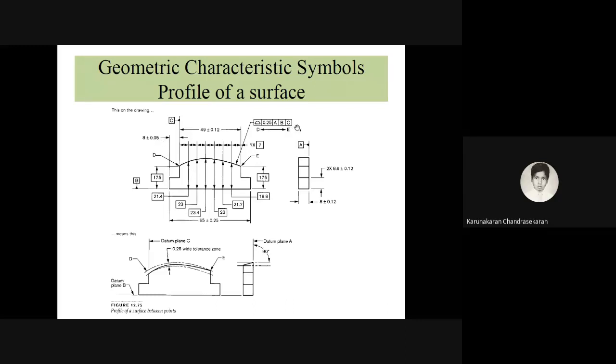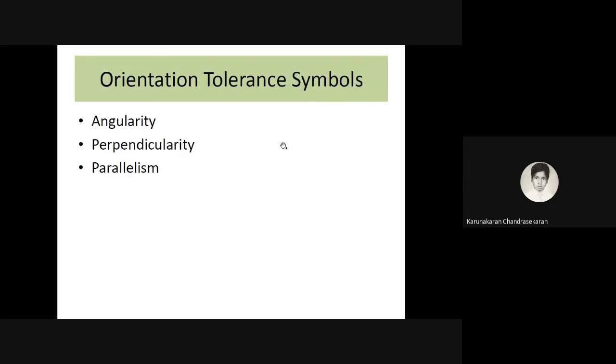Now let us come here. This is the feature control frame, and the feature control frame contains the symbol first. This symbol denotes your profile of a surface and how much variation, and then we have three references, A, B, C. This is reference A, this is reference B, and this top one is reference C. So three references they have given. With reference to these, we have to correlate the values.